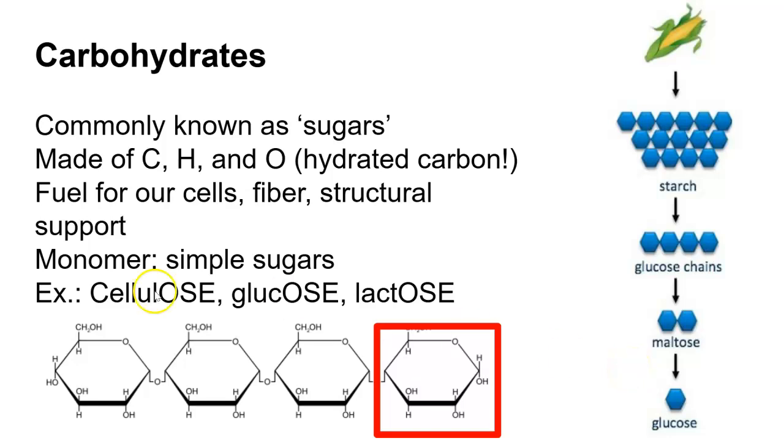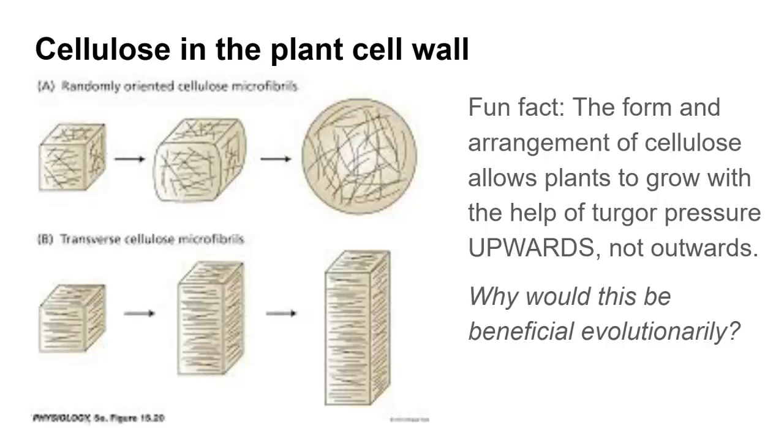Some examples of carbohydrates are cellulose. Look at the OSE there. Anything with OSE at the end is a carbohydrate. Glucose, here's glucose, and lactose. This is something that some people are allergic to in milk. Several examples of carbs. All right, one really cool image of cellulose in the plant cell wall shows the strength of this carbohydrate.